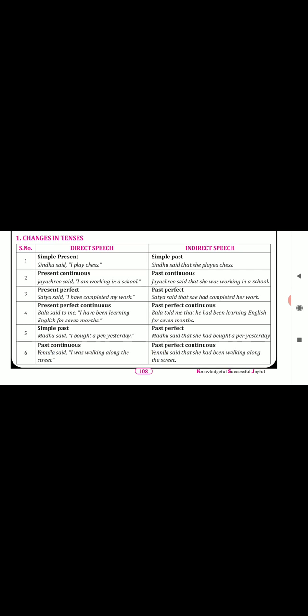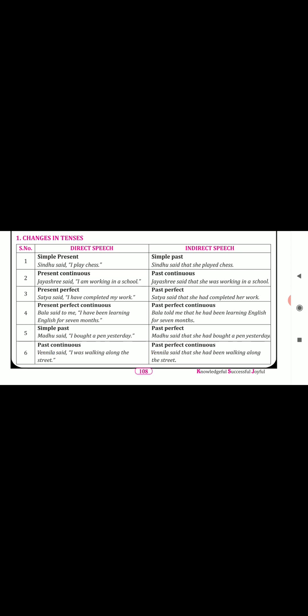And in present continuous, Jayashree said, I am working at a school. In this sentence, I am working, present continuous, is the verb. So it becomes past continuous. Jayashree said that she was working in a school. Here, I am working should be changed into was working. Present continuous changes into past continuous.